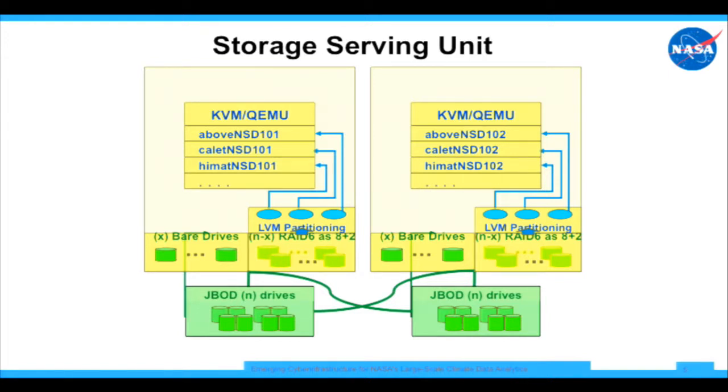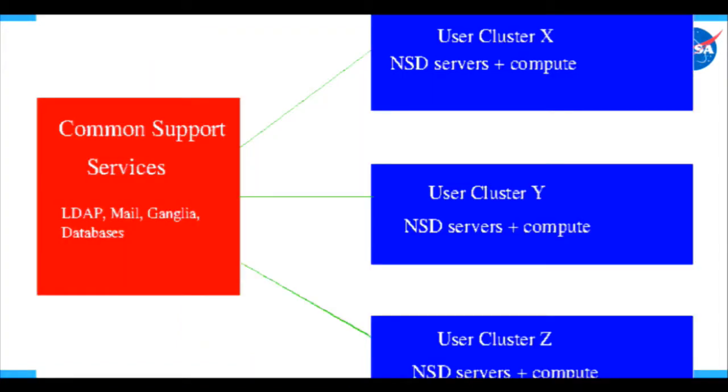So by splitting the storage in this manner, we're effectively giving these storage slices to a set of VMs or a zone of VMs within the cluster. And this is just a simple layout: they do have connectivity back to common support services like LDAP and mail. We use Ganglia as a cluster monitoring mechanism, but they're not able to communicate with each other in any way, shape, or form.